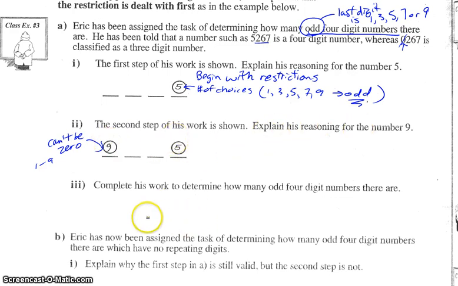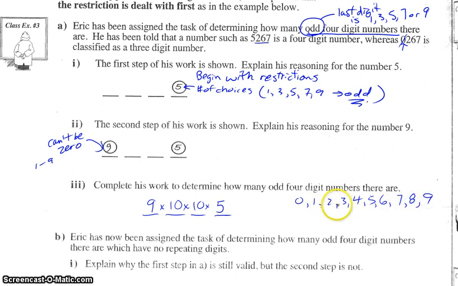Now we're going to complete his work by filling in the last 2. So we have 5 choices for the last digit, 9 for the first, and then after that, we really don't care what it is, right? We've got our odd number, we've got 0 dealt with on the first digit, so we really would have 10 choices for digits. Digits are 0, 1, 2, 3, 4, 5, 6, 7, 8, and 9. Those are all our digits, and if you count them up, you'll notice there are 10.